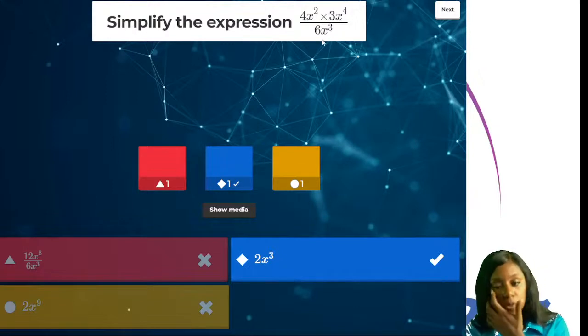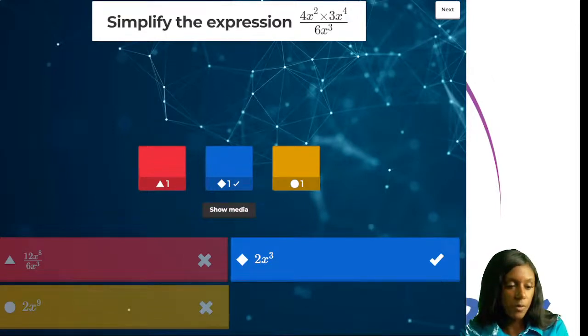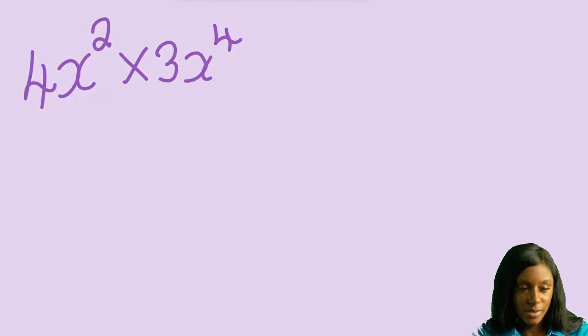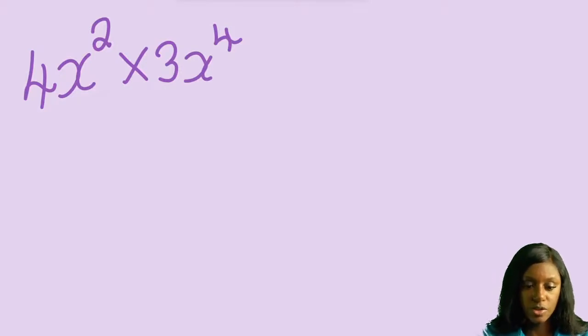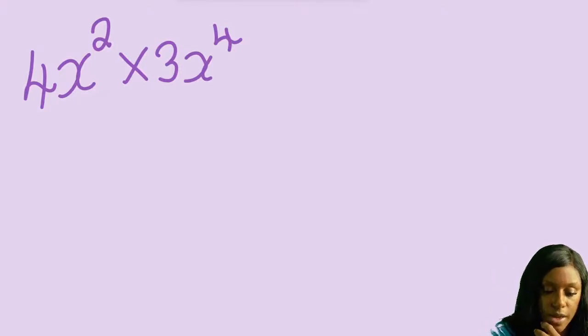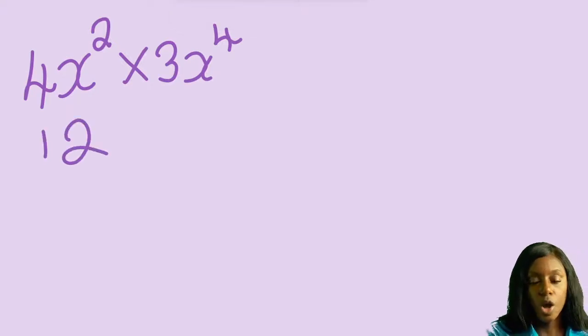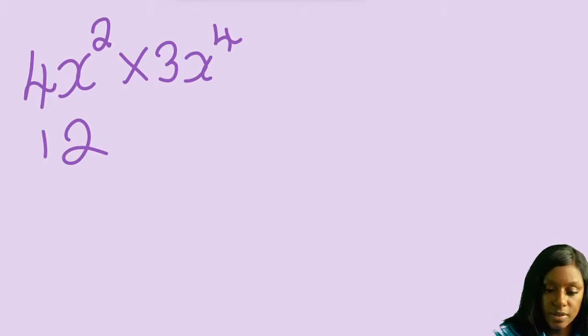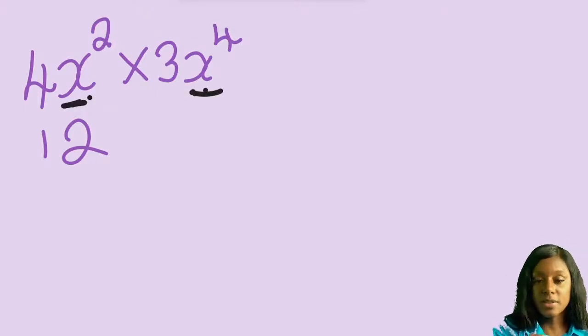Okay, so let's see here. So one person got this correct. So let's work out our numerator. We have 4x to the power of 2 times 3x to the power of 4. So what you want to do in this case is multiply your coefficients. So 4 times 3, that gives us 12. Now when we are multiplying and we have the same base, in this case our base is x. Once the base is the same and you are multiplying, you simplify by adding the powers.